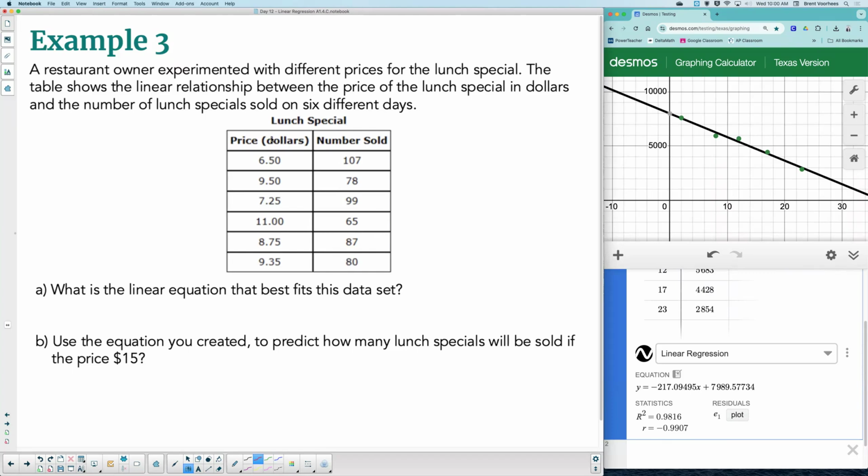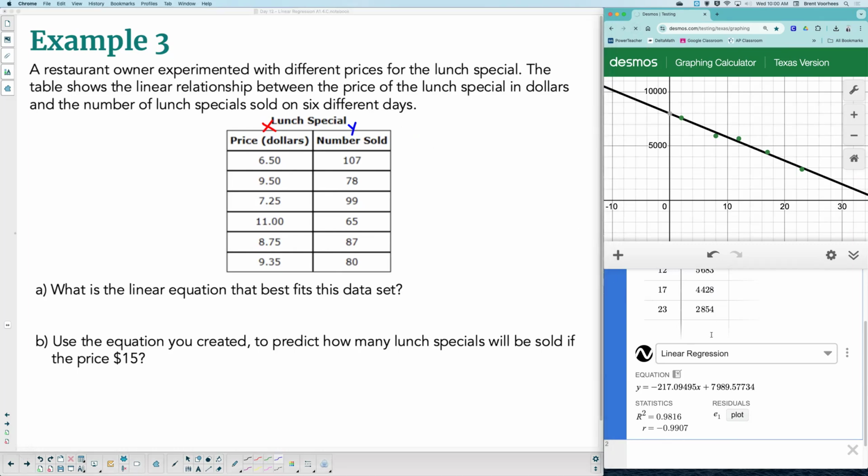First question I have for you. The first column is always which variable, X or Y? X. Everybody put an X, please, up on top of your price. I just want you to get in the habit. That's your X. And what do we put on top of number sold then? Y. Okay, let's go to our table.